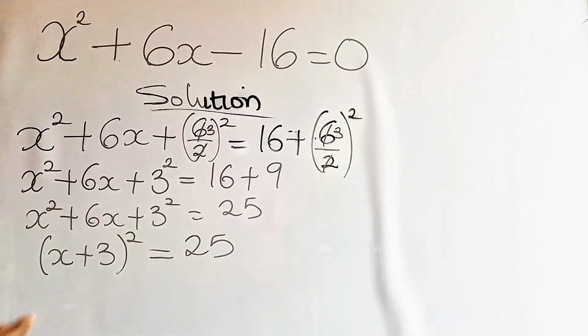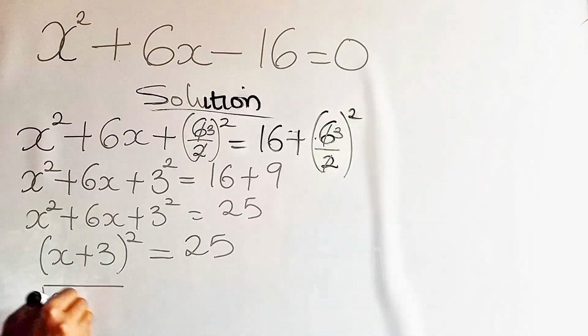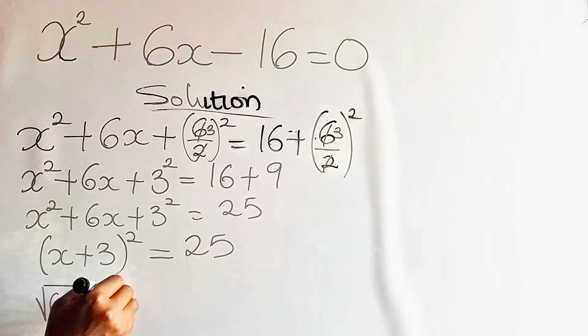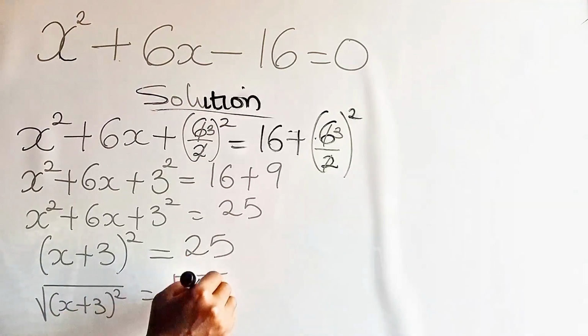Okay, so at this point now, we'll need to eliminate this square. So what we have to do is to find the square root of both sides of the equation, so that we have here the square root of x plus 3 squared equals the square root of 25.